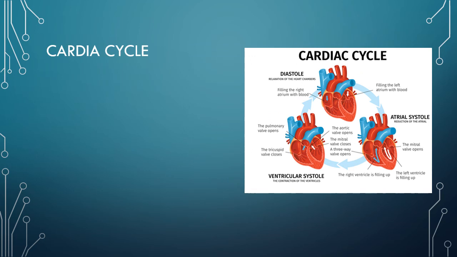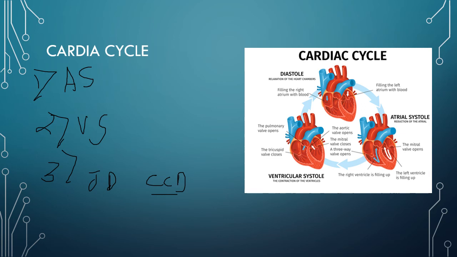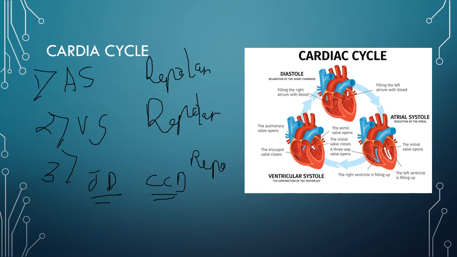The next up we have is the cardiac cycle. That is the cycle of your heart. So the heart basically has three phases: arteriolar systole, ventricular systole, and joint diastole or complete cardiac diastole. That is called CCD, complete cardiac diastole or joint diastole. So in your arteriolar systole, there is depolarization. Again, over here, there is depolarization. Finally, there is a repolarization after that.